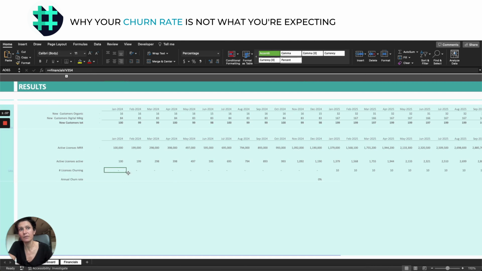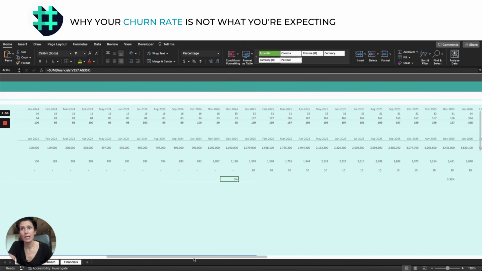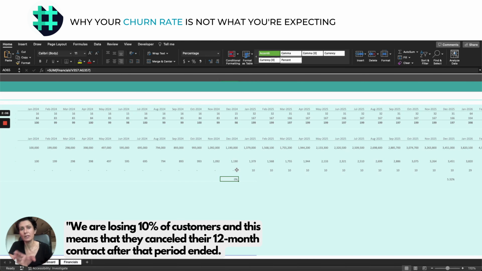It's the sum of all of the individual churn rates across the year. Makes sense, right? I have a 12-month contract. Therefore, for that first year, up until the end of the contract, I don't expect to lose any customers. So therefore, easy, my churn rate is zero, even though I'm expecting to lose 10% at the end of the 12-month period. So starting in January 2025, that's when the churn rate begins to kick in. I start losing 10% of those who joined 12 months prior.